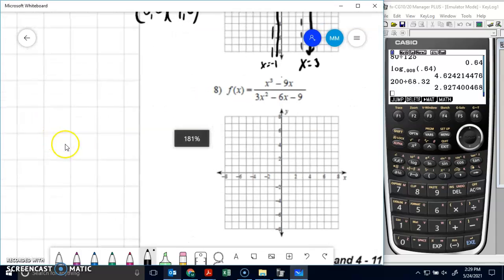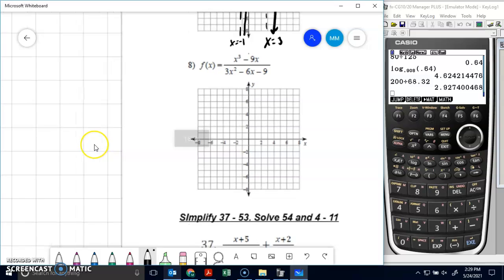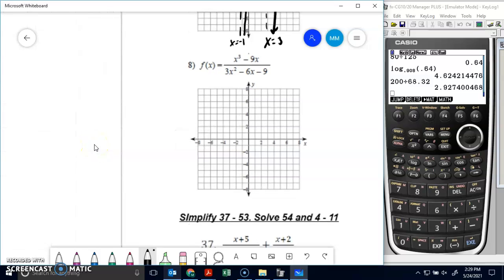Alright, let's go to 8. Now I have 4 of these. You don't have to do all 4 of these, but if you need the extra practice, I gave you plenty of them. In fact, this one is very similar to the last one, so you wouldn't have to necessarily do both. And that's fine if you do not.